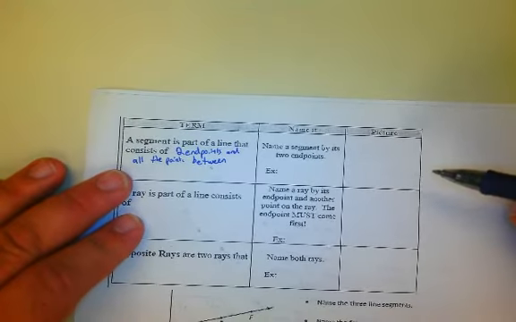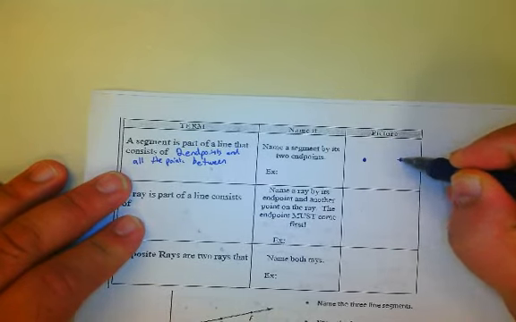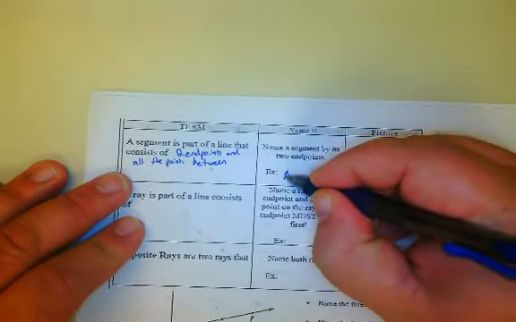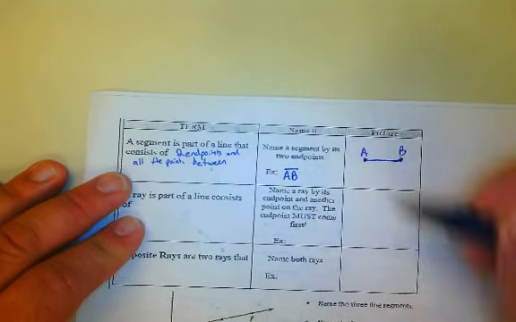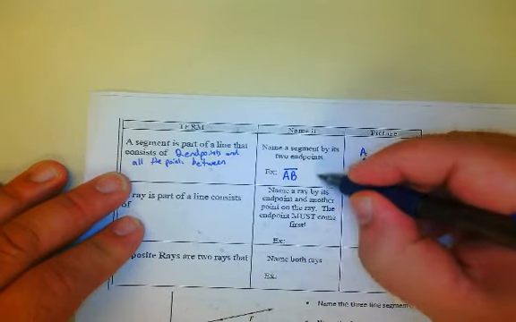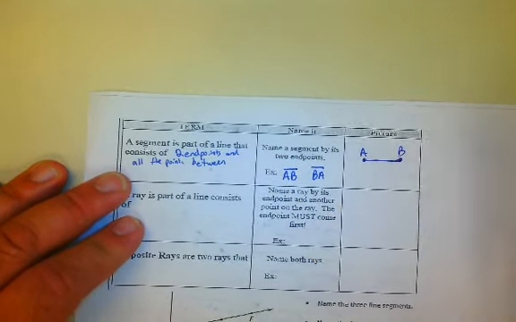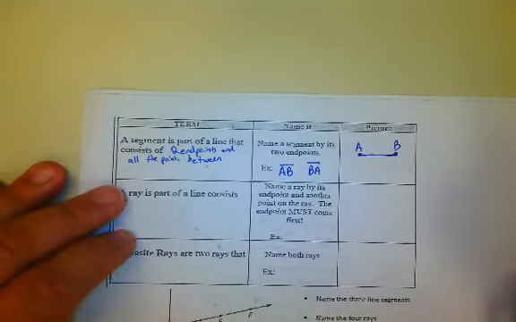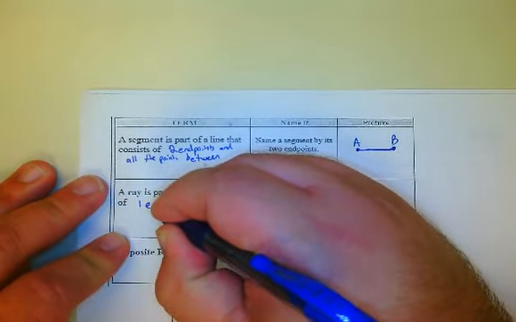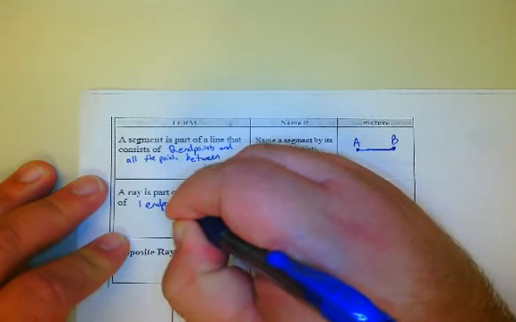Alright? So, you name a segment by its 2 endpoints. For example, if I had this picture here, here are 2 endpoints. Let's call it point A and point B. Here's my line segment. You could name this either AB with a line over it like that, no arrows, because that's a line segment, or BA. That's a line segment.